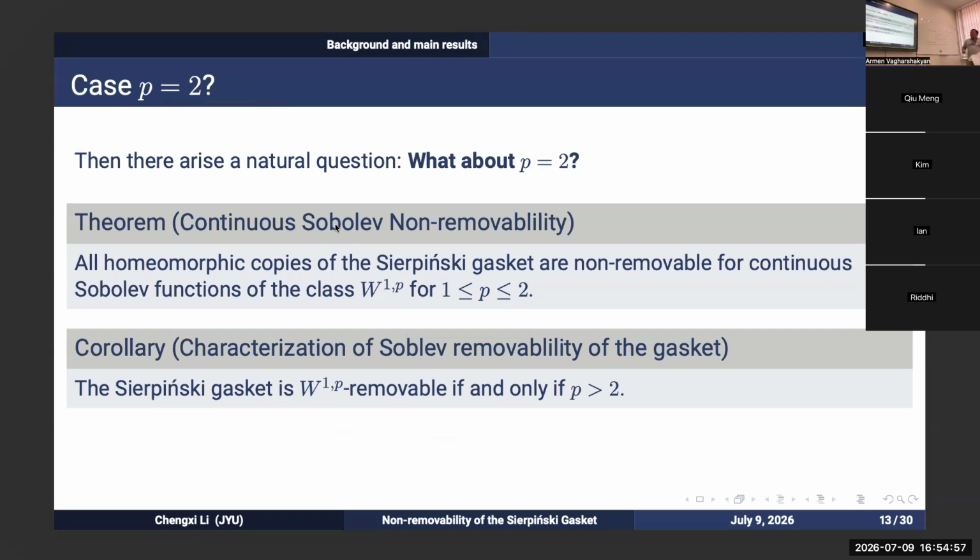And then the most difficult part is for p equal to 2. Then I see this: the Sierpinski gasket is W1T removable if and only if p is larger than 2, because we have shown that when p is smaller than or equal to 2, it's non-removable.